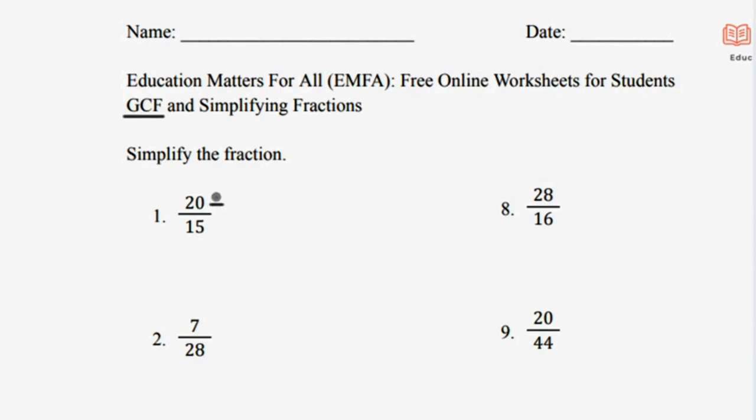So you're basically just going to divide both ways. So 20 divided by 5 and 15 divided by 5. So add the dash, and then 20 divided by 5 is 4. 15 divided by 5 is 3.